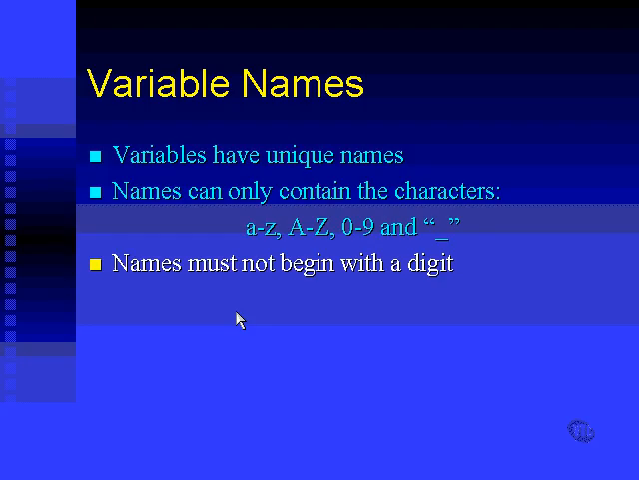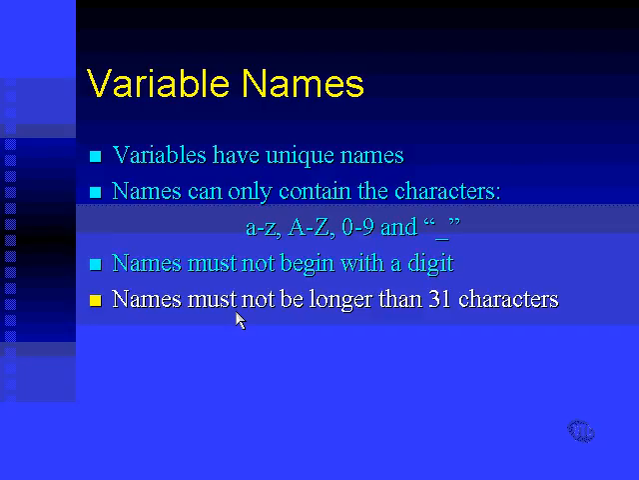Finally, there's another rule about variable names. They must not be longer than 31 characters. If you want to describe the variable, you have to do it in 31 characters or less. Now, some compilers will allow variable names that are longer than 31 characters. However, the first 31 characters of that name must be distinct.